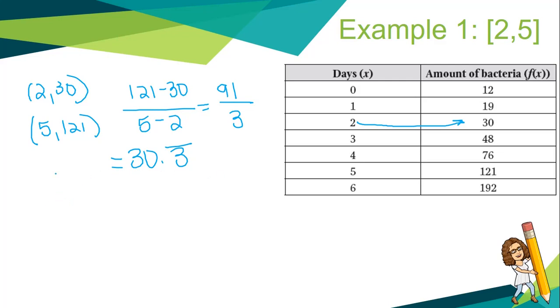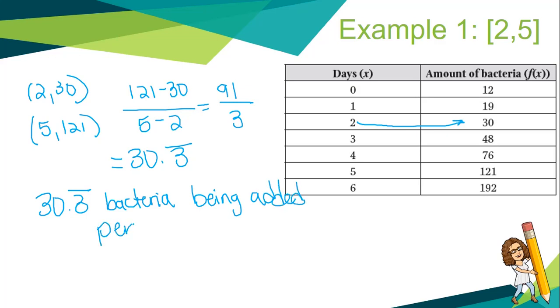So now, if I wanted to interpret this in context and give a reasoning, this means that there are roughly 30.3 bacteria being added per day on average. So this is telling me that 30.3 bacteria are being added per day on average, because when I divide that, it tells me that that is an average.